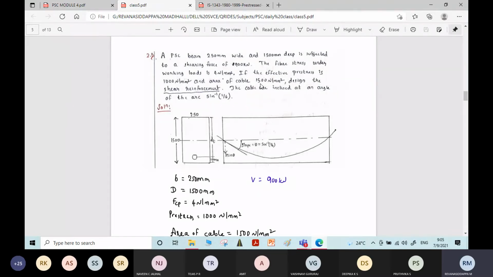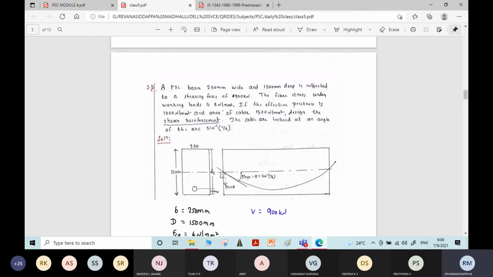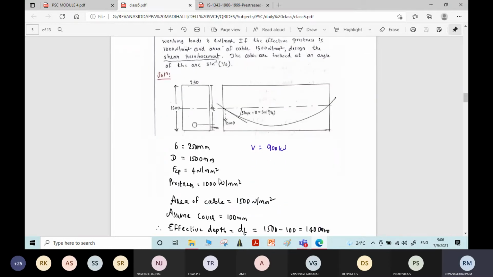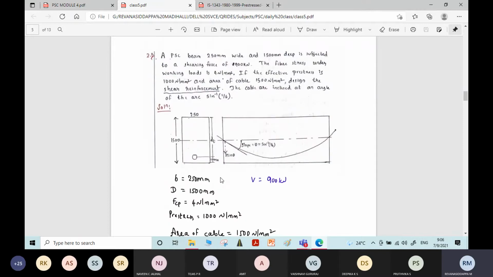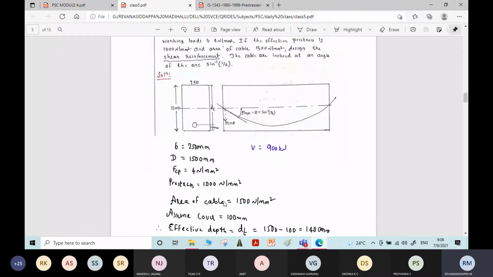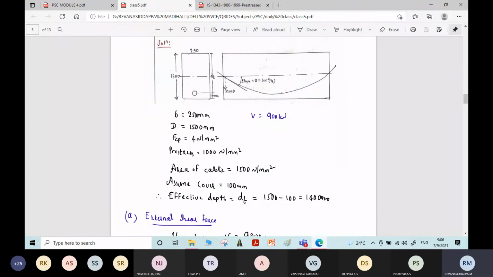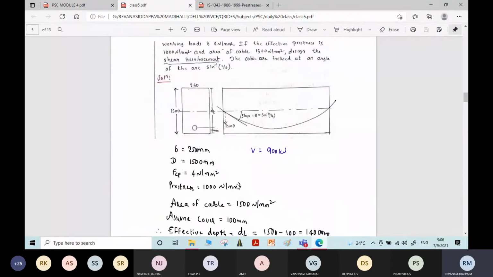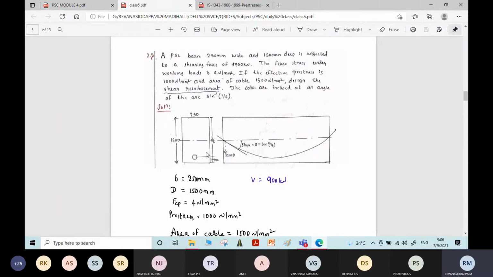It is asked to design the reinforcement. The cable profile given is a parabolic cable, and the slope of the cable at the support is given as sine inverse of 1 by 6. The dimensions of the beam, the fiber stress, the pre-stress and the area of cable are given, everything I have written, and the cover to the beam is not given.